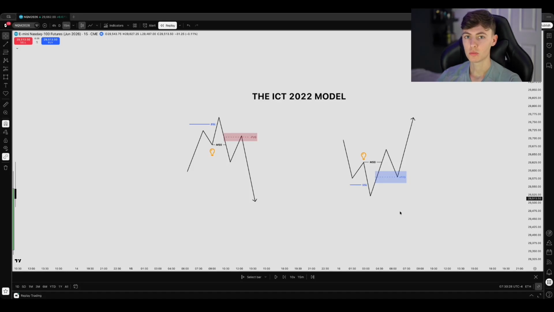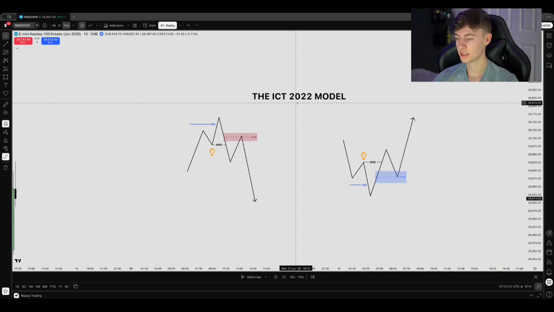In this video, I'm going to be breaking down the ICT 2022 model in the simplest way possible. I'll show you exactly what I look for, how I frame the setup, and everything in terms of confluences, just everything you need to know trading the model. Without further ado, let's get straight into the video.